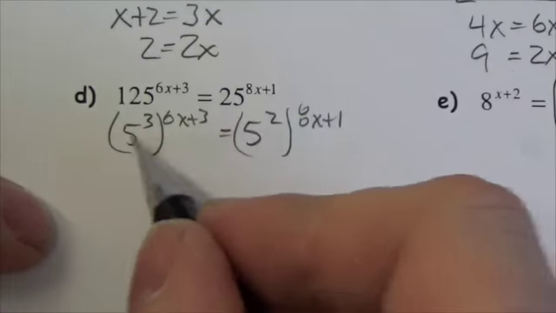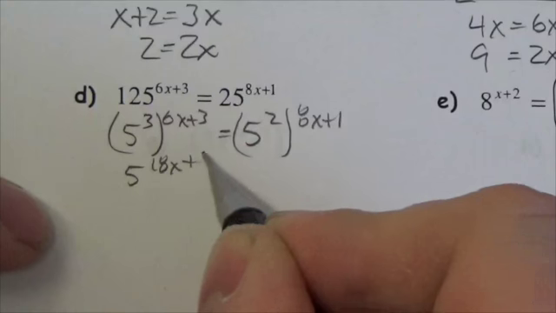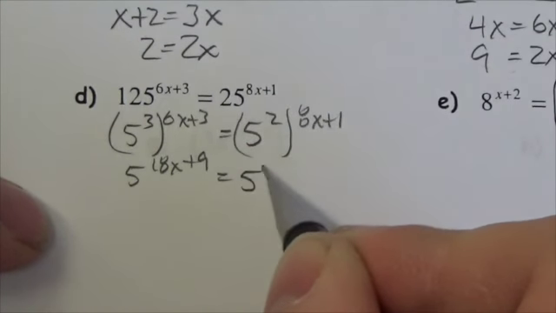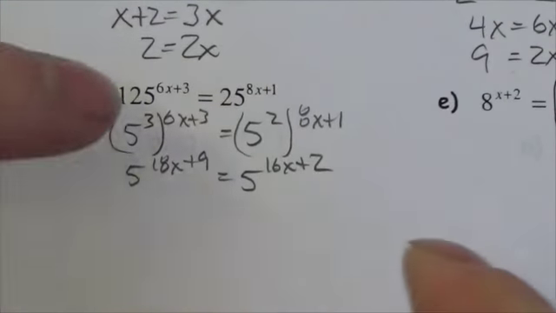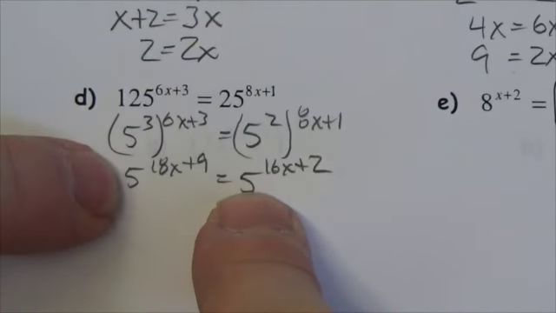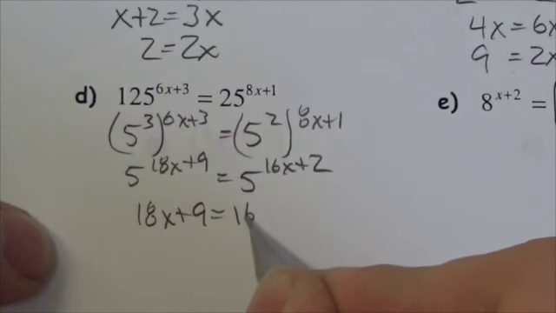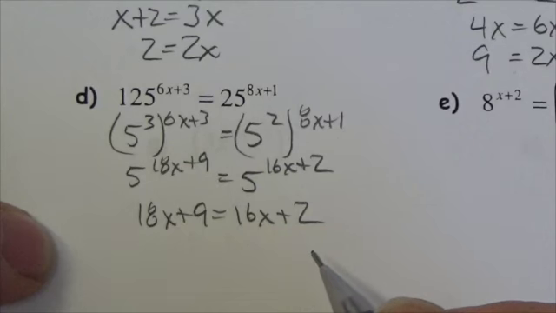Okay? Now, distribute the exponents here. So 5 to, that's going to be 18x plus 9. 5 to the 16x plus 2. And again, just like before, I've got power equal to power. The bases are the same now. So now I can state that the exponents must also be equal to each other to maintain equality.